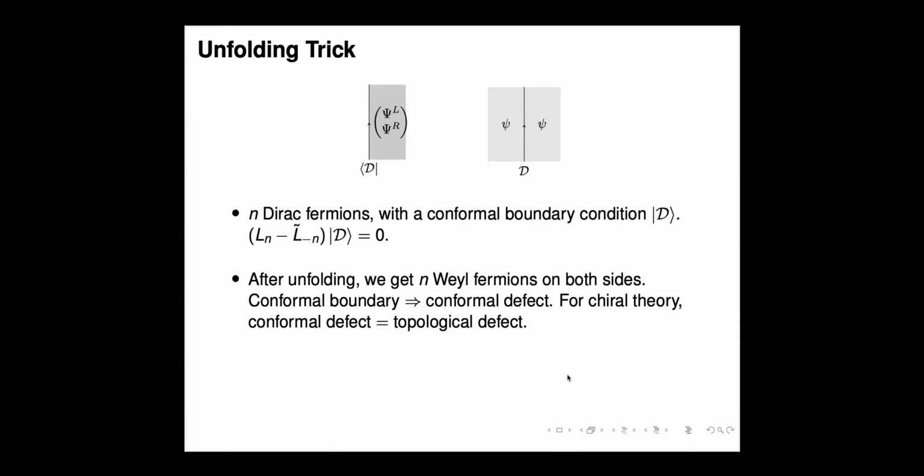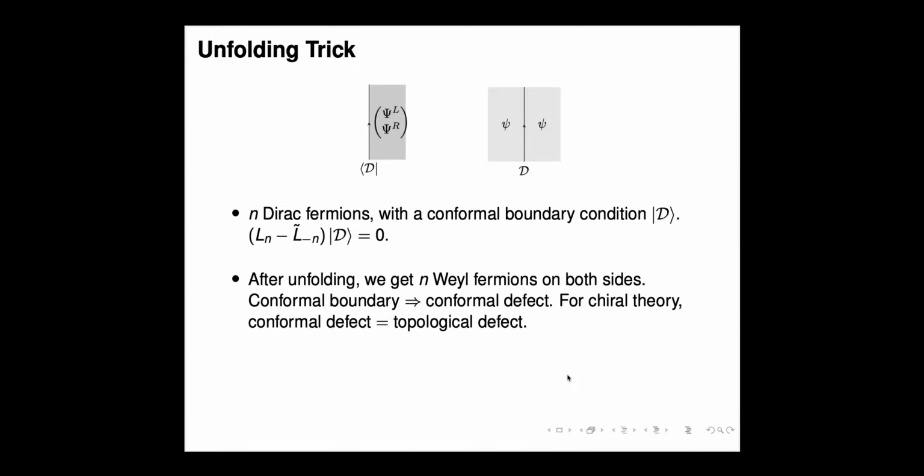Sorry, the going mode and the outgoing mode, you just flip the direction to the right-hand side of the plane, and after unfolding, the theory is just an n copy of the Dirac fermion. And what does the boundary condition become? It becomes some conformal boundary condition. Well, first of all, the Dirac fermion has a conformal boundary condition. So after unfolding, you generally expect to get a conformal defect of the Dirac fermions.